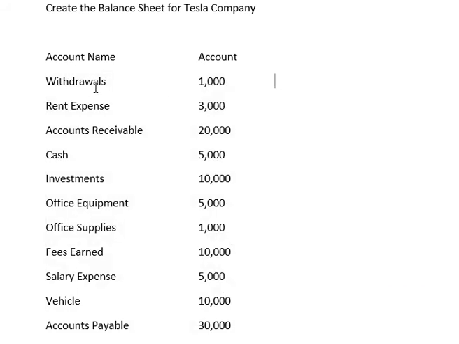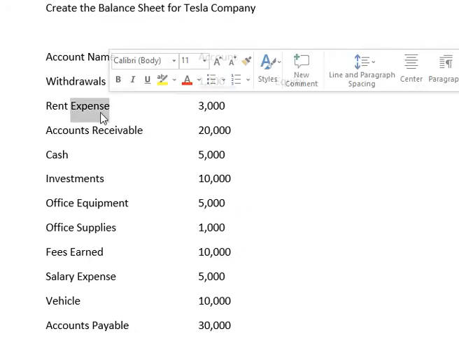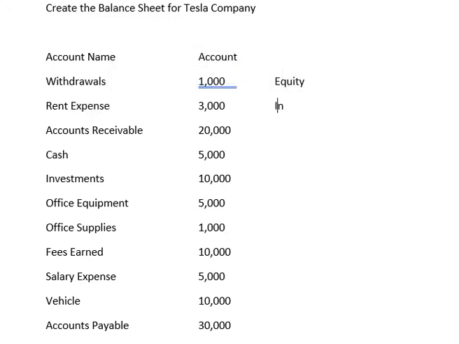Now about withdrawals. This is for equity. The next one, rent expense. We know that this is an expense, so it should be in the income statement. Accounts receivable. This is an asset. Assets should be in the balance sheet. Cash is an asset, so it should be in the balance sheet.